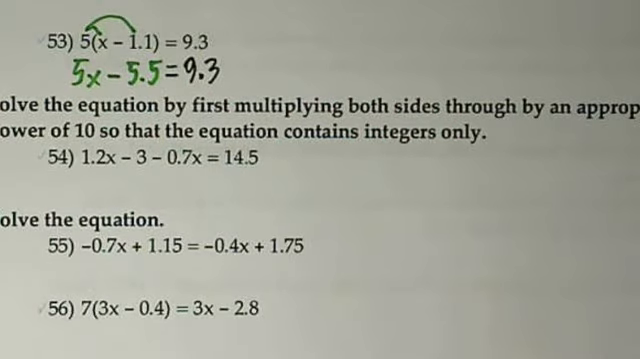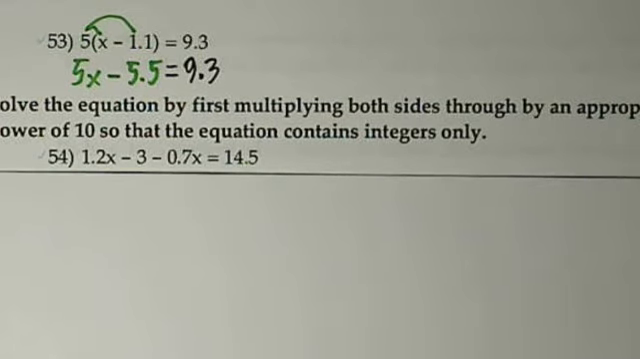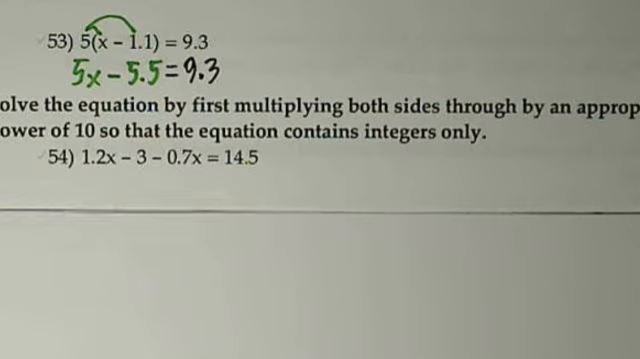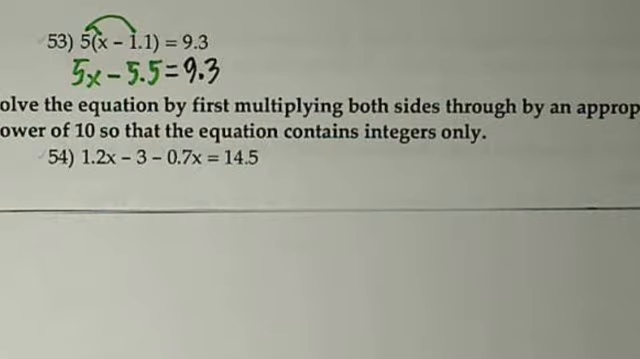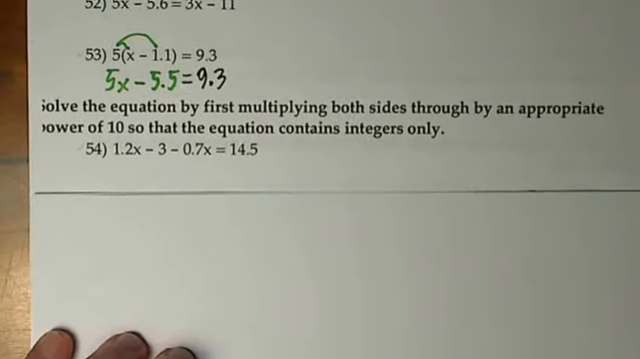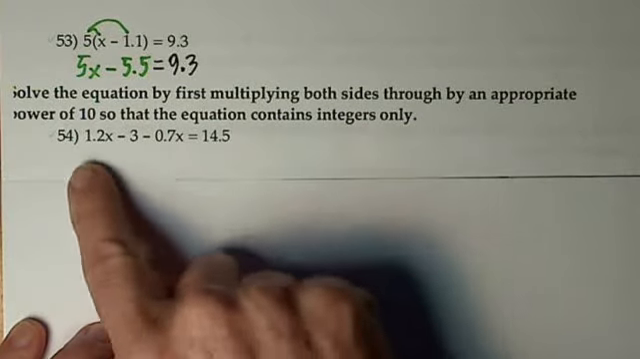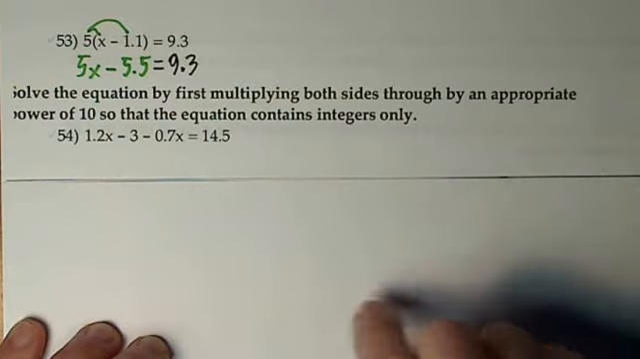Taking a look at 54 and 56. Let me zoom out for a second and say something about the directions on these. Well, at least 54. And again, I'll have to zoom out to be able to read all this. They're saying to solve the equation by multiplying both sides by an appropriate power of 10, and that way we can get rid of our decimals.